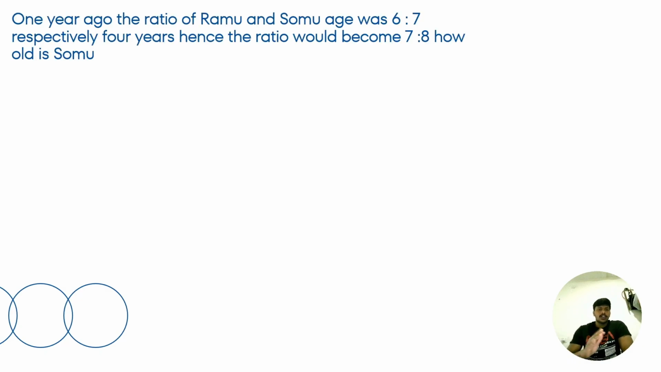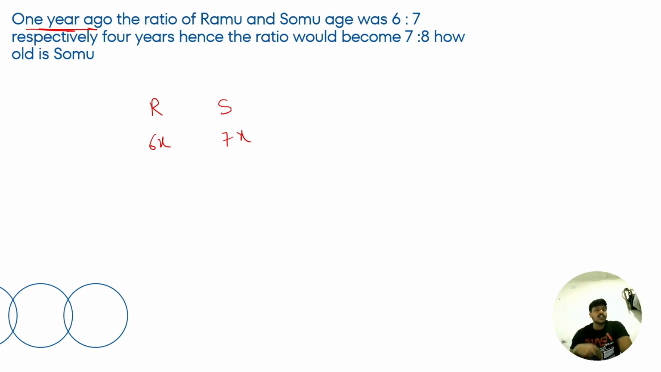Yeah. So think like this. 1 year ago, the ratio of Ramu and Somu was 6 is to 7. So this is Ramu's age and Somu's age 1 year back. Guys, remember you have to go back in time by 1 year. For example, take the ages as 6x and 7x. That is 1 year back.